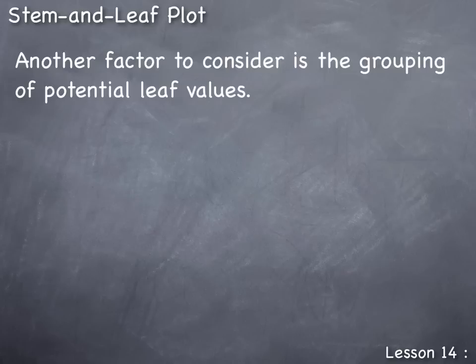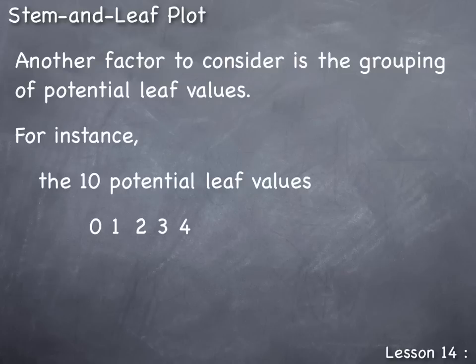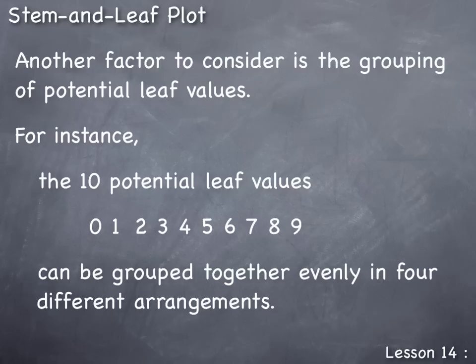Another factor to consider is the grouping of potential leaf values. For instance, the 10 potential leaf values, that is, all the individual digits 0 through 9, can be grouped together evenly in 4 different arrangements. That's because 10 can be factored in 4 different ways, either as 1 times 10, 2 times 5, 5 times 2, or 10 times 1.